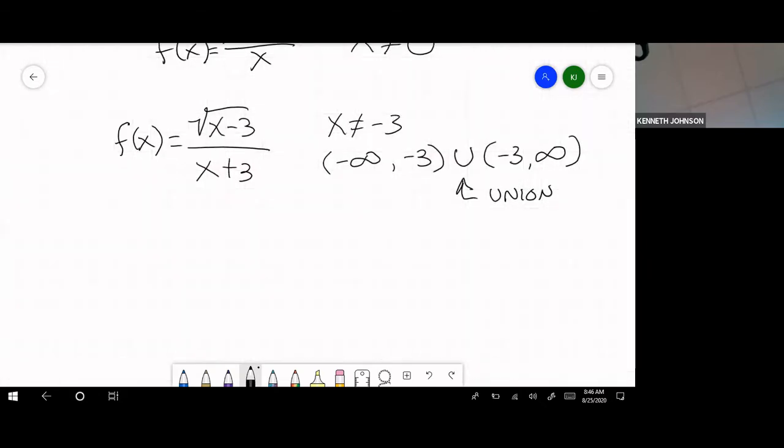Last year, the last kind of thing that we talked about with these is that if you had something like this, f of x equals 2x over x squared minus 7x, what do I do with the denominator? Hold on, I just unplugged my microphone.